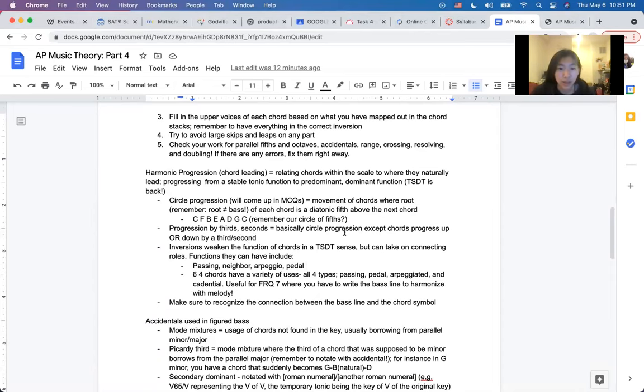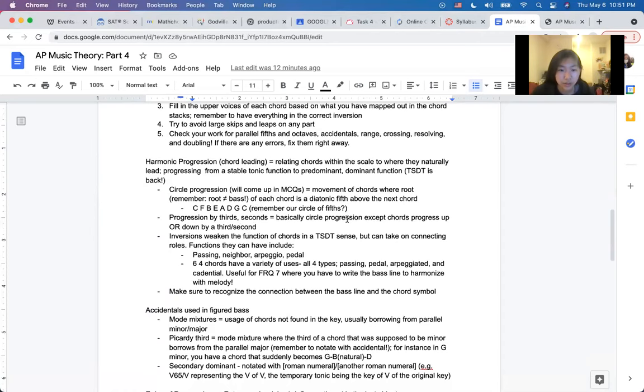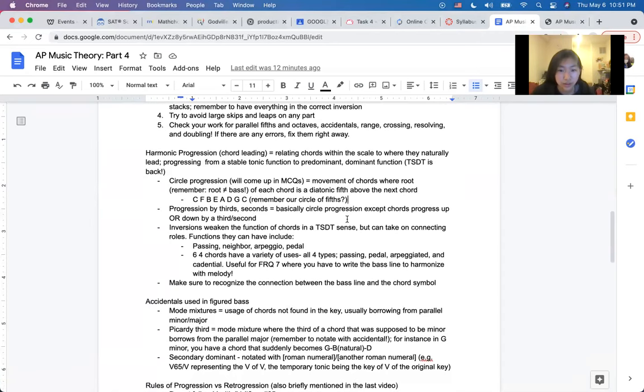And then we have neighbor tones. That is when you have a note that is just one note higher than the notes before and after it. Arpeggios are just splitting it up into the individual notes of the chord, and pedal is just holding the same bottom note.